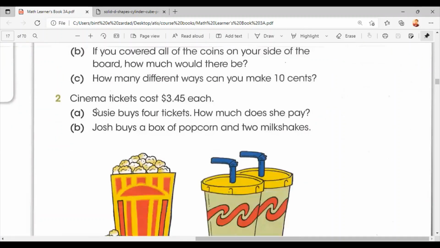Question number 2: a cinema ticket costs $3.45 each. Susie buys 4 tickets. How much does she pay? One ticket costs $3.45. If Susie buys 4 tickets, you can add 3.45 four times, or multiply if you know multiplication. Both answers are correct. Let's do it by multiplying.